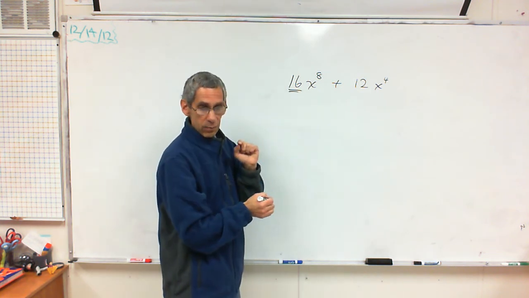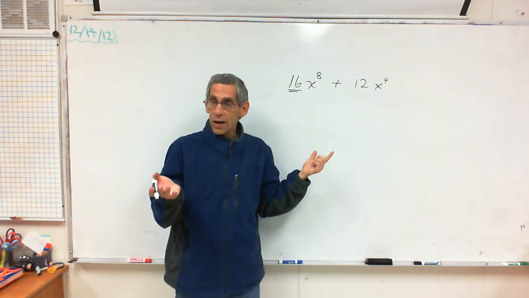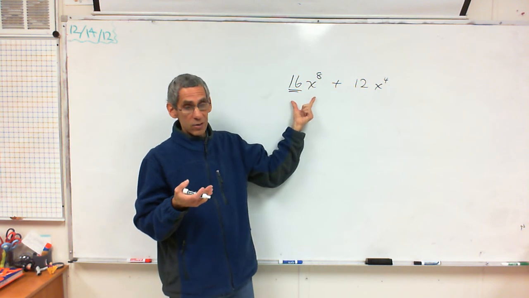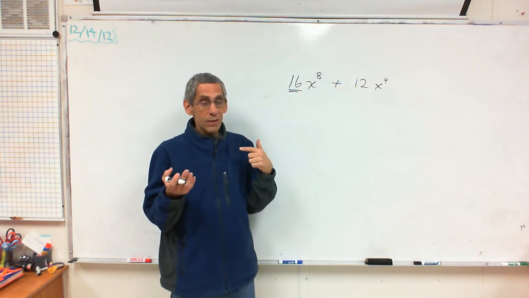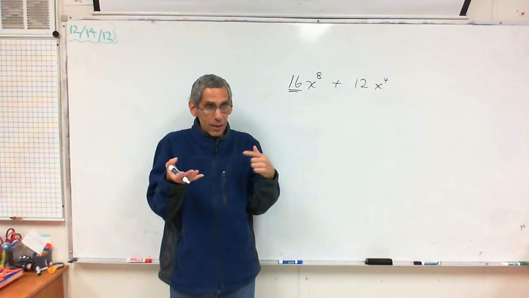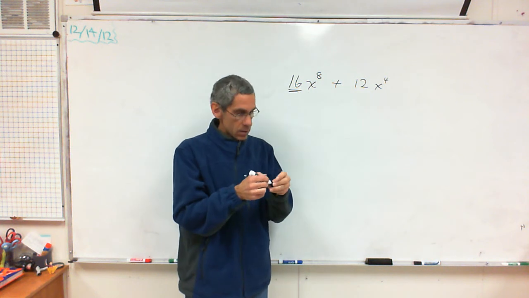The other way to think about it is that if I put it in proper order, I always put the term with the largest exponent first. So the leading coefficient, if it's written in the right order, is the one in the lead, the 16. Do you see what I'm saying? Okay.